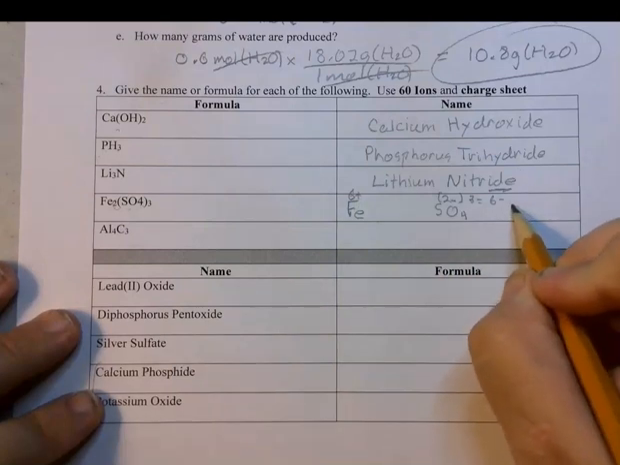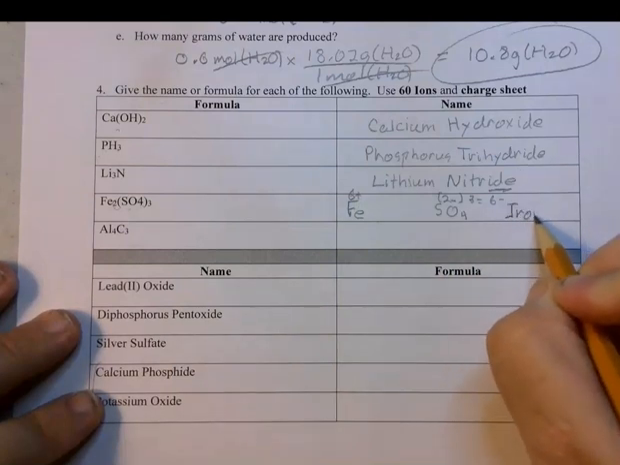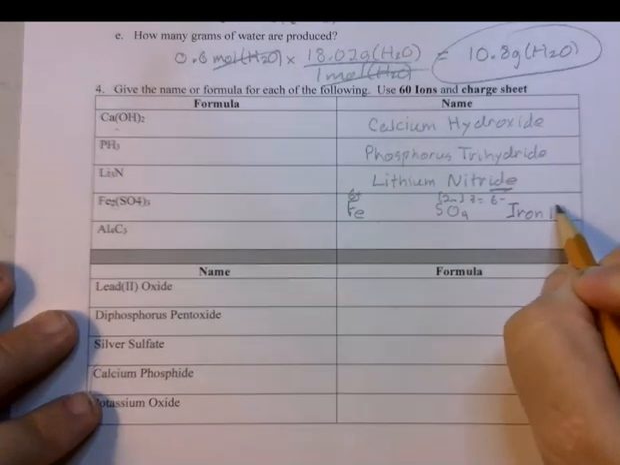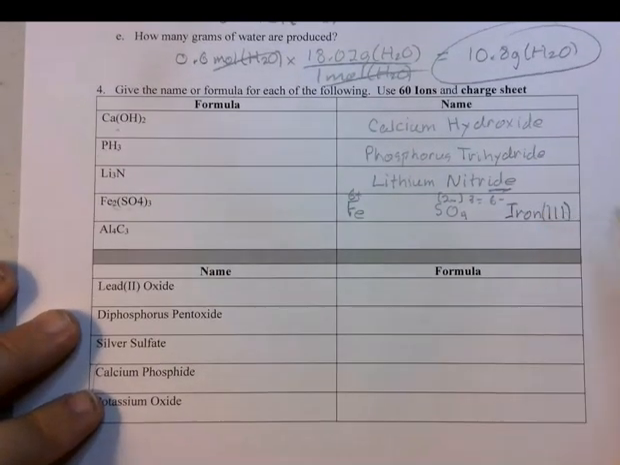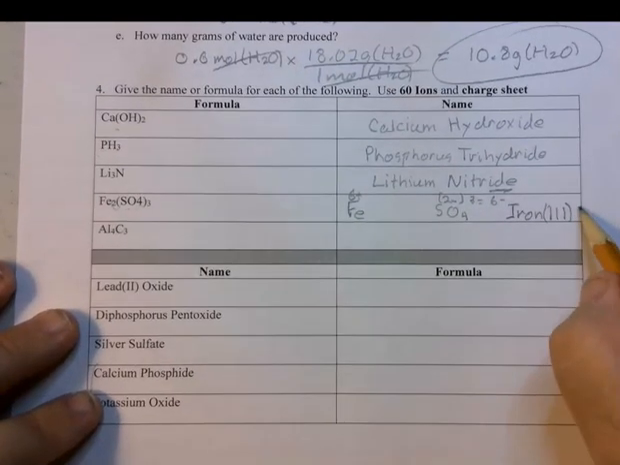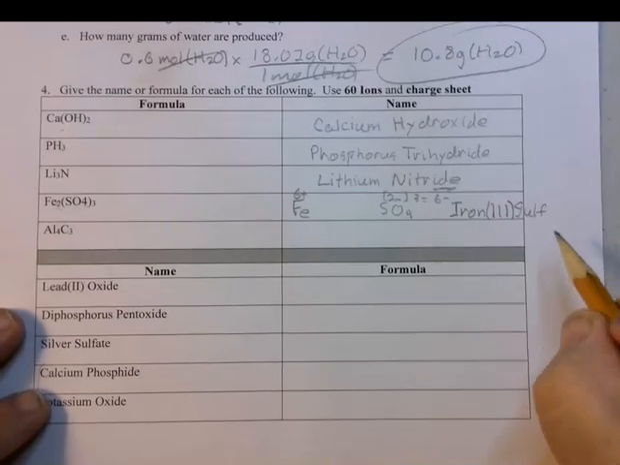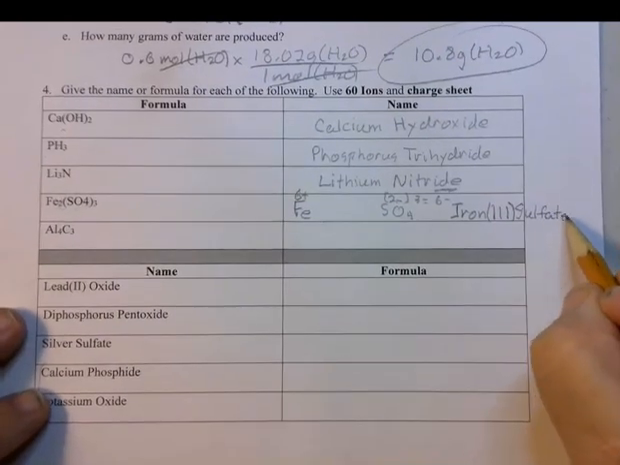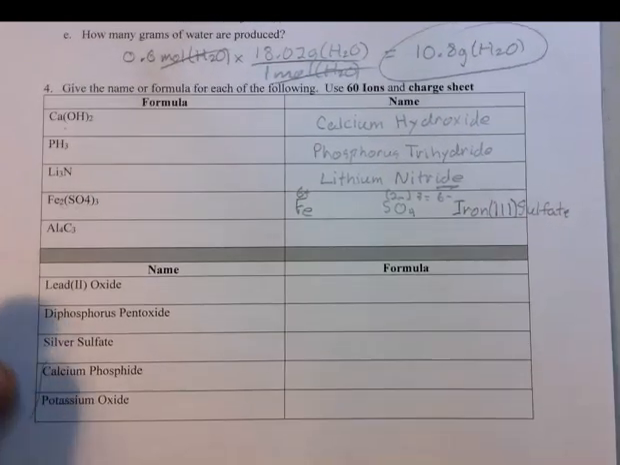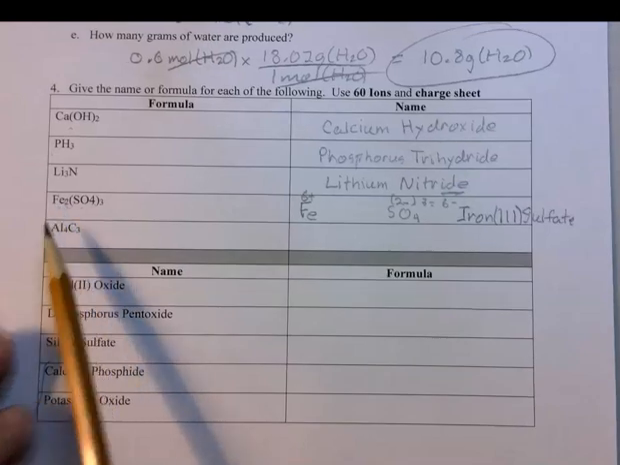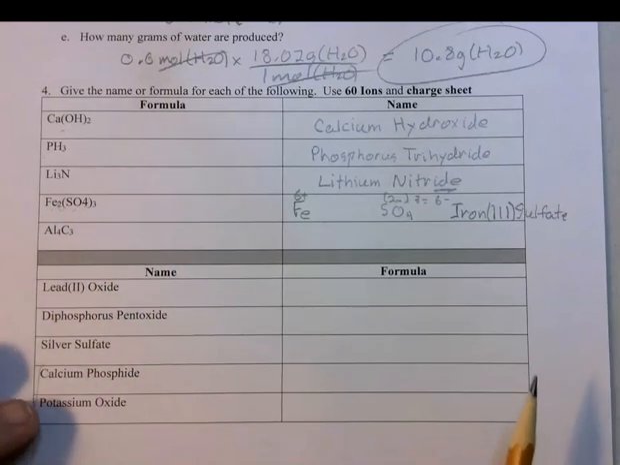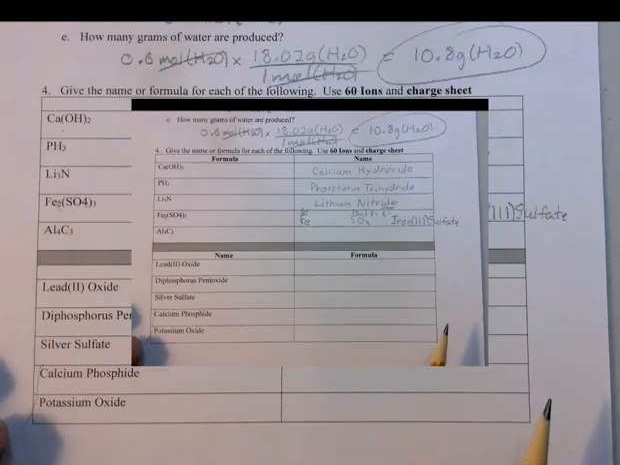So over here we're going to write iron 3 sulfate. Okay, iron 3 sulfate is what that compound is. So you had to play around with the charges a little to figure out the charge. You're going to have to do that when it's a transition metal, because many of them have different charges.